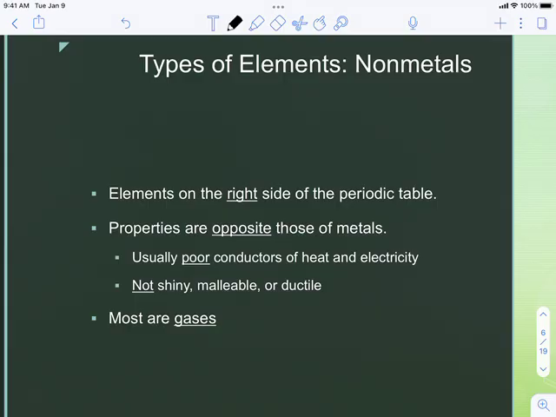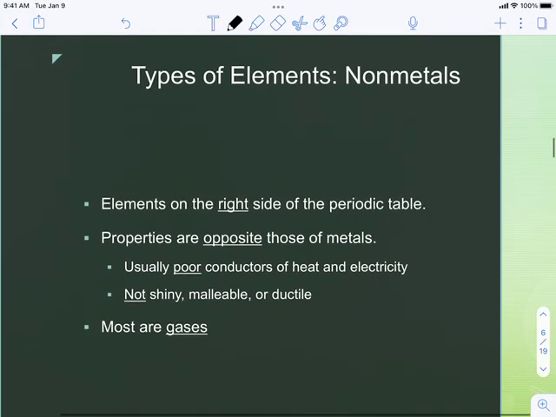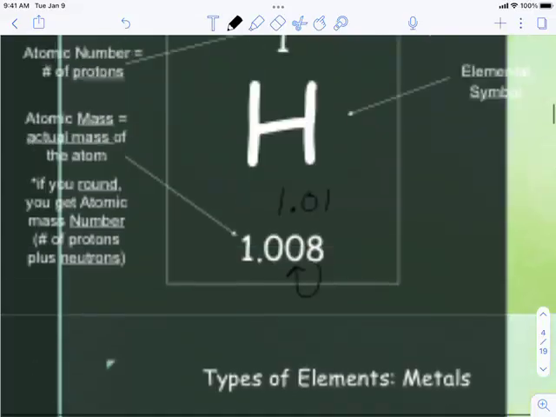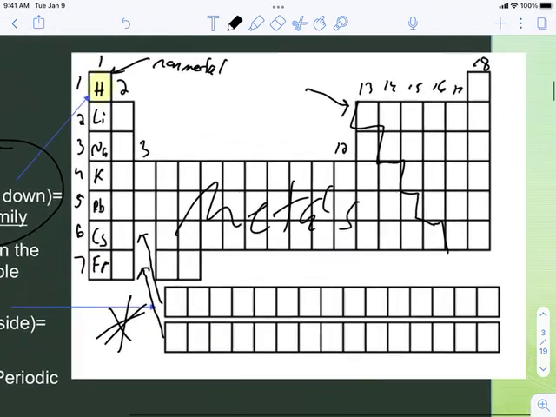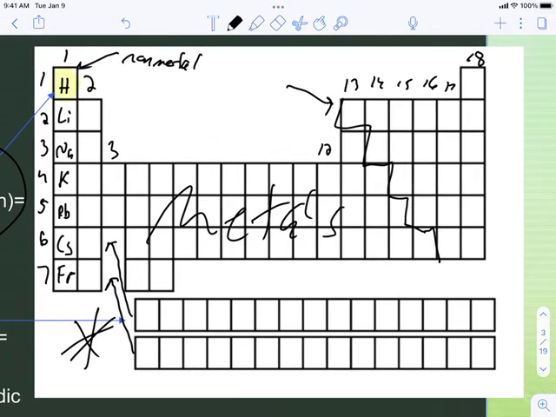Nonmetals will be on the right side of the periodic table. If you know the properties for metals, then the properties for nonmetals should be pretty easy because it's just opposite. They do not conduct heat and electricity. They're not shiny, malleable, or ductile. Most nonmetals are gases. So let's look at the periodic table to see the right-hand side. Again, we have our staircase there. Your nonmetals are over here.